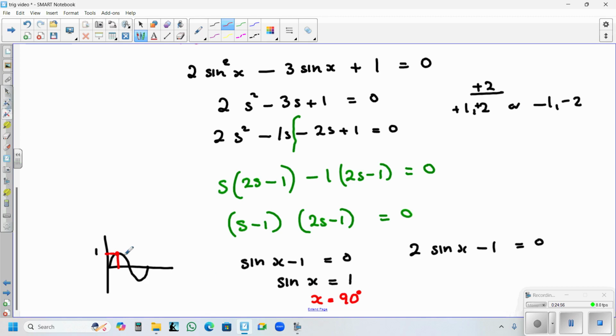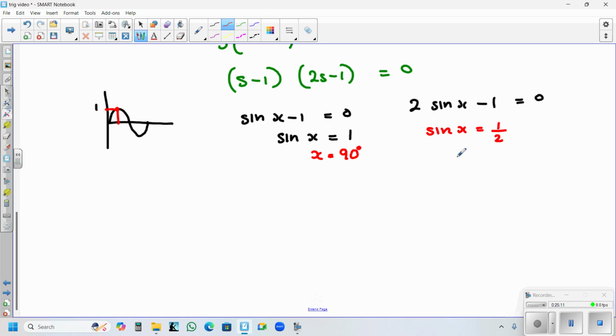No other solution for that one. It doesn't meet the graph anywhere else. This one here, we'll rearrange. So we'll add 1 onto both sides, and divide by 2. So that means that sine x is equal to half. Now, that there is an exact value.